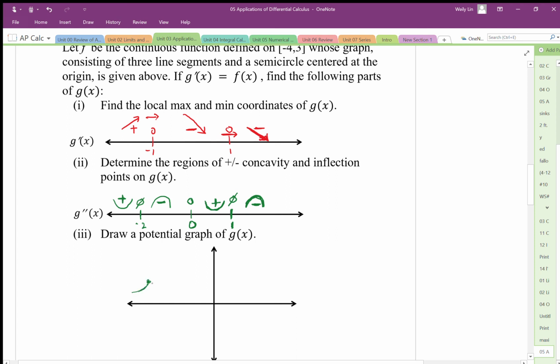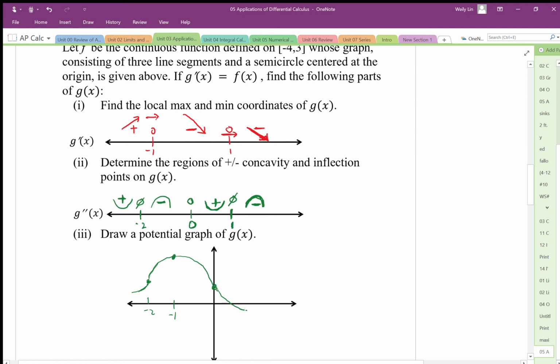At -2 we have a concavity change. It still keeps on going up, and then we hit a maximum at -1. We're going to have another change of concavity, so concave down. When we hit 0, we're going to have another change of concavity. So now it's concave up.